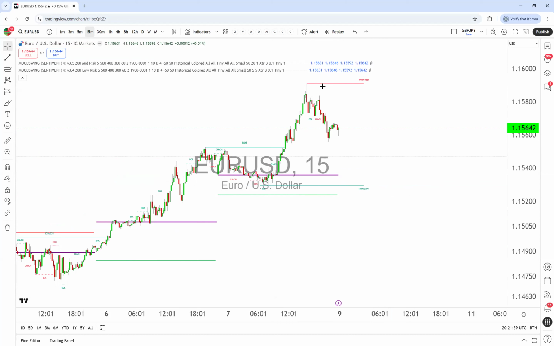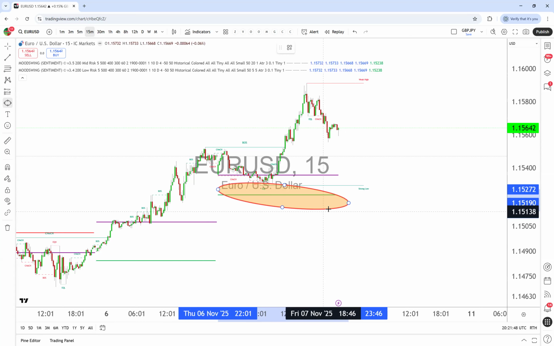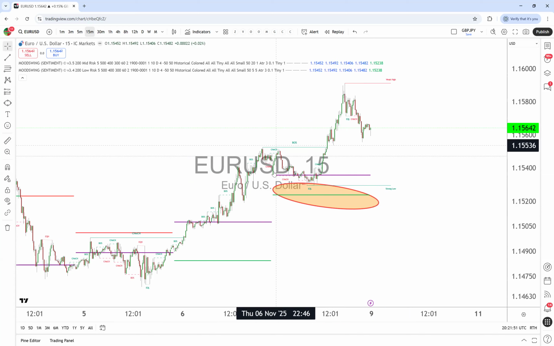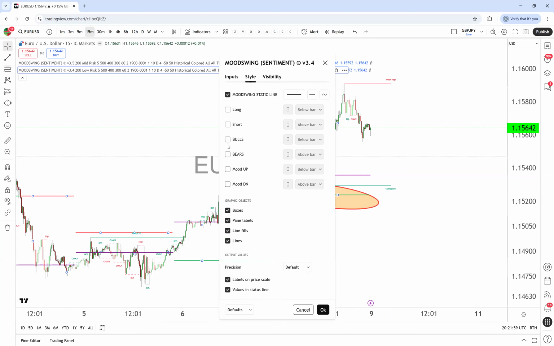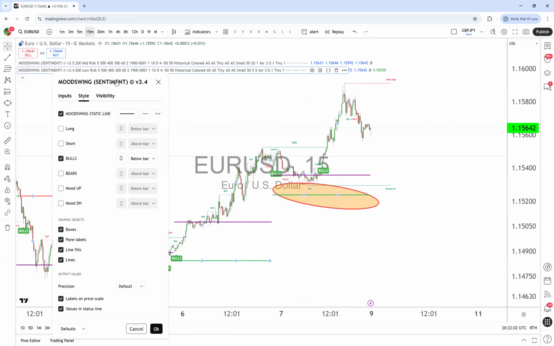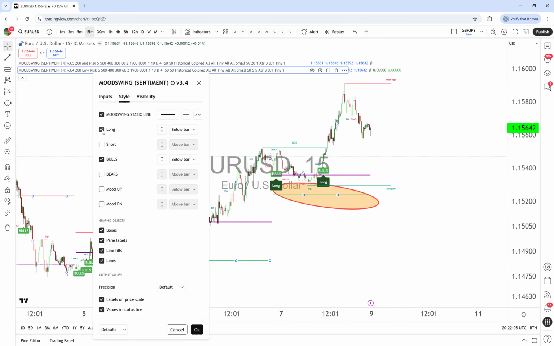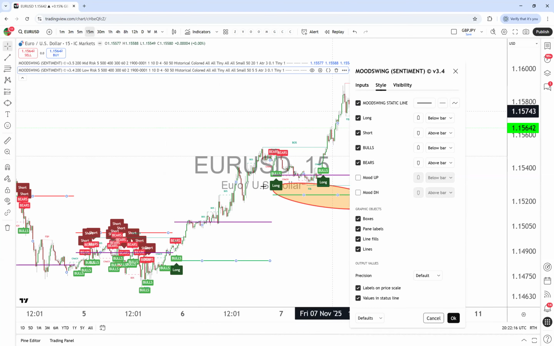So what I would say is when we see our green mood swing level here, that's our indication that the market is trending upwards. So we should be only looking for buying opportunities. So in our mood swing version 3.4, we go in here and we switch on the bulls and the longs, okay? Because we don't want to put on the shorts and the bears just yet, because it kind of creates a lot of noise, okay?